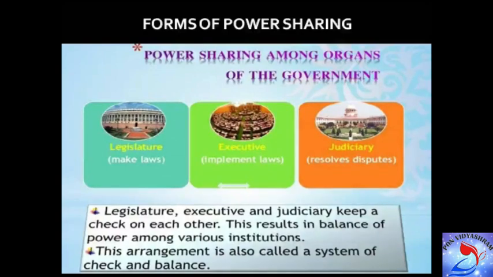Last year we studied that in a democracy, even though ministers and government officials exercise power, they are responsible to the parliament or state assemblies. Similarly, although the judges are appointed by the executive, they can check the functioning of executive or laws made by the legislatures. This arrangement is also called a system of checks and balances.